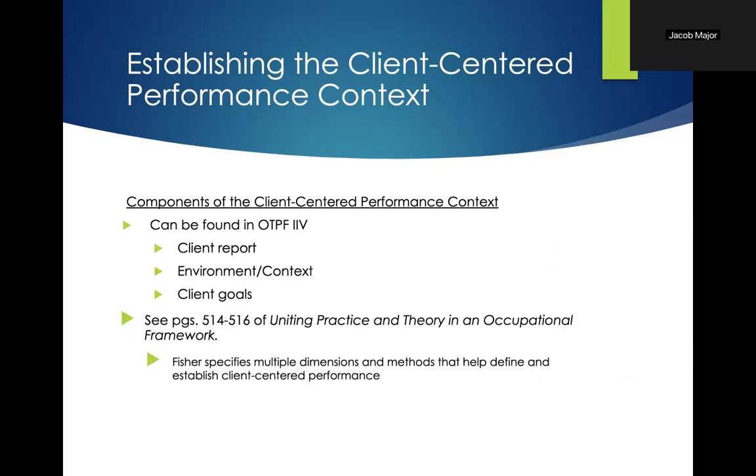We then have our environmental context. Those are your physical context, so buildings, furniture, etc. Your social context is your family and friends, pets, etc. We can also look at cultural context, personal context, temporal, etc. We're also looking at the client's goals. So, what are the client's priorities and desired outcomes with therapy services?